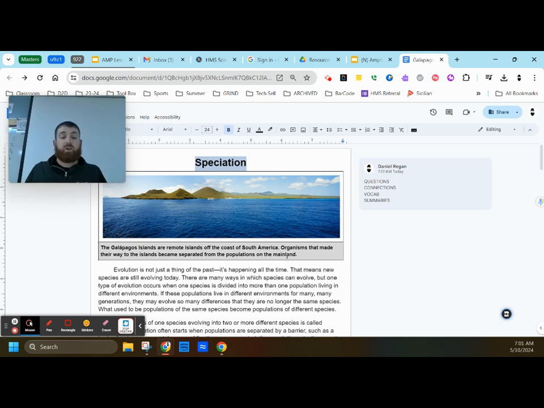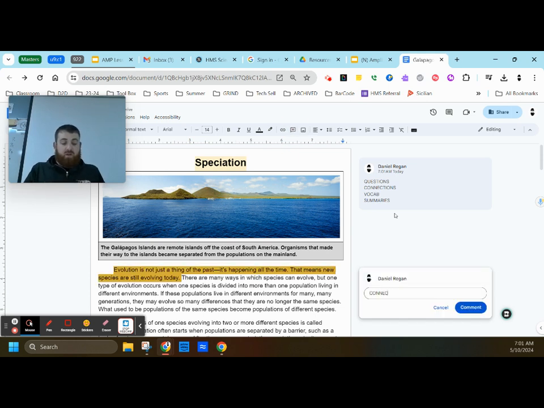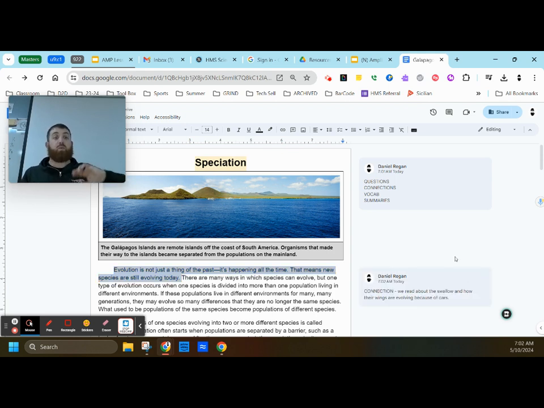So, for example, evolution is not just a thing of the past, it happens all the time. That means new species are evolving today. I might comment on this and make a connection by saying, we read about the swallows and how their wings are evolving because of cars. And we'll hit comment. And that's a great example of an article that we read in a previous activity that connects to this idea.